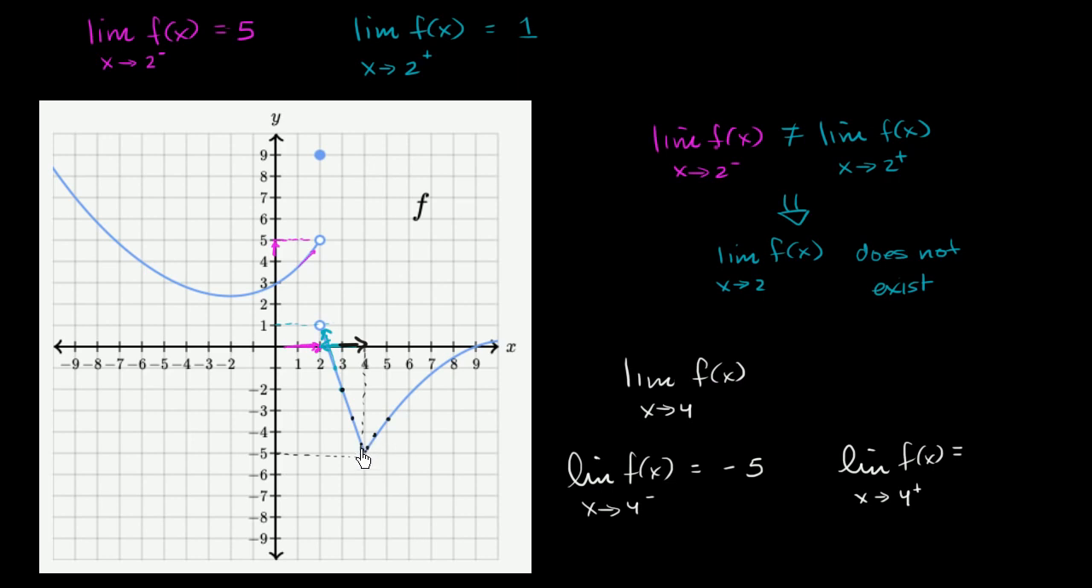And we see once again we are approaching 5. Even if f of 4 was not defined, on either side we would be approaching 5. Or sorry, we'd be approaching negative 5. So this is also approaching negative 5.